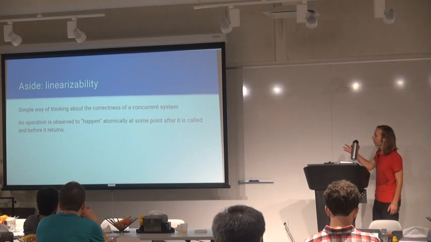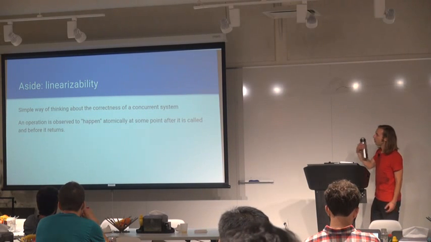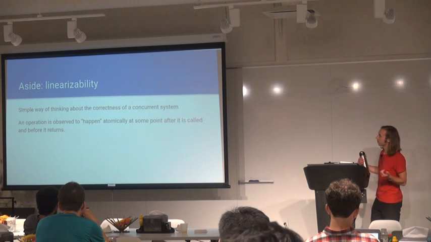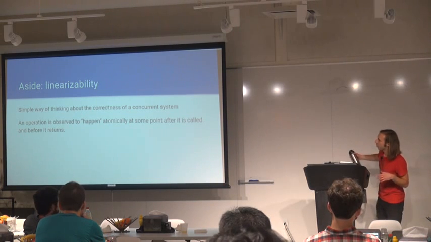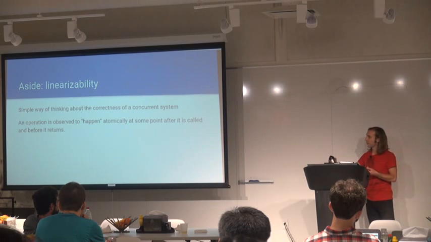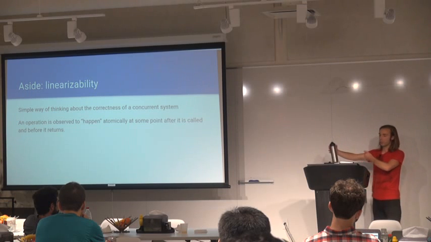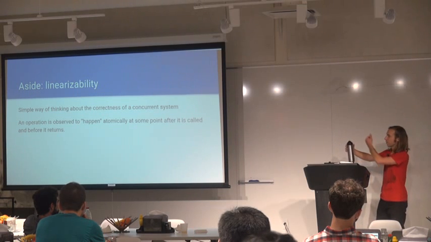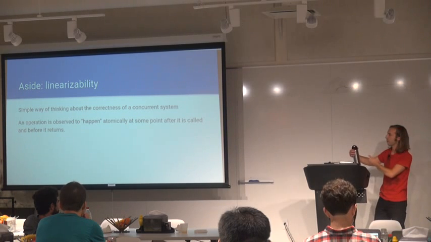And the basic idea of linearizability is that an operation is observed to happen atomically at some point after it's called and before it returns. In other words, while it's running. So at some point during your function call, if you're dealing with functions, the thing happens atomically. So the insert happens atomically, or the pop from a queue or whatever happens atomically.